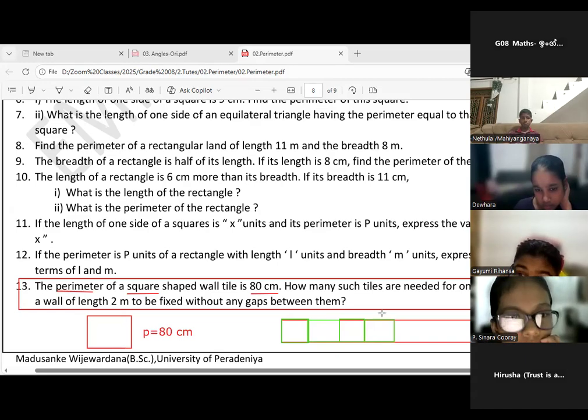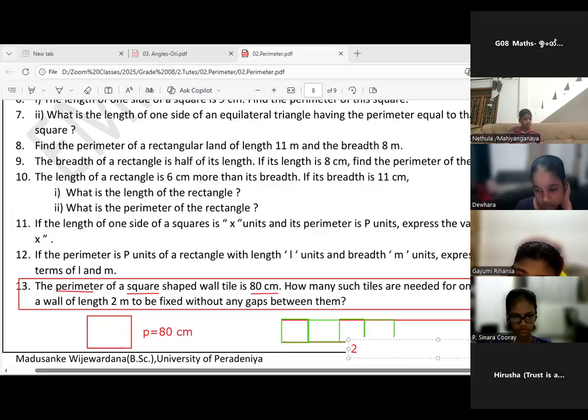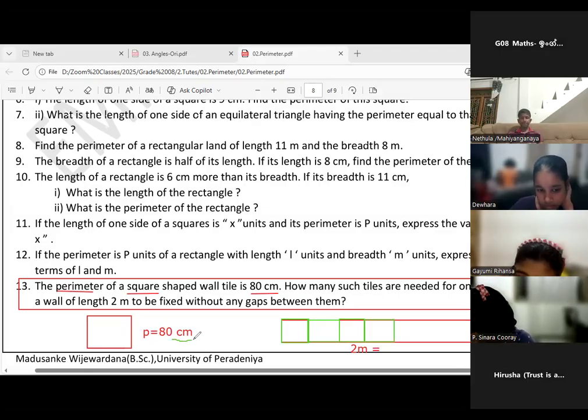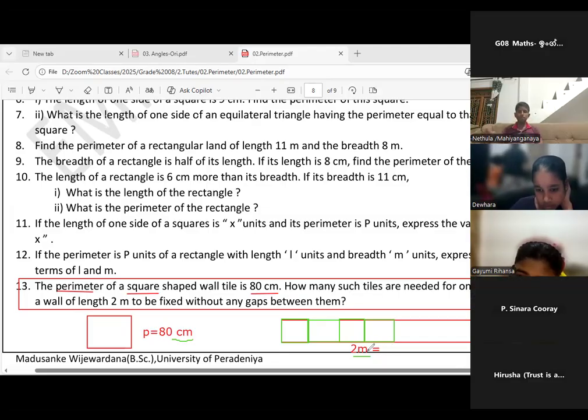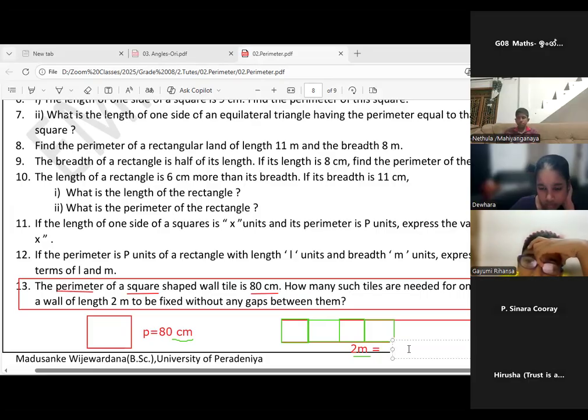And the length of this wall is 2 meters. Can anyone tell me how we are going to convert this 2 meters, because the tile perimeter is in centimeters? Sir, if 100 centimeters is equal to 1 meter, then it has to be 200 centimeters. Yep, super. So 2 meters equals 200 centimeters.